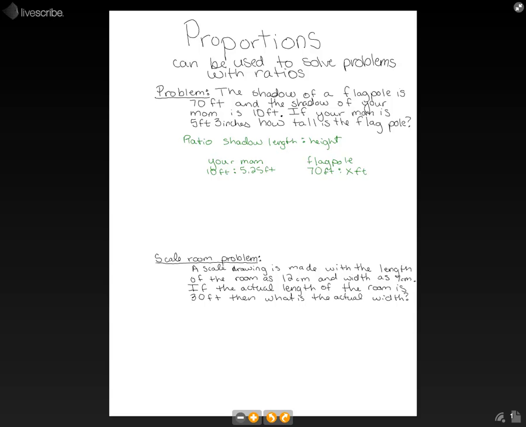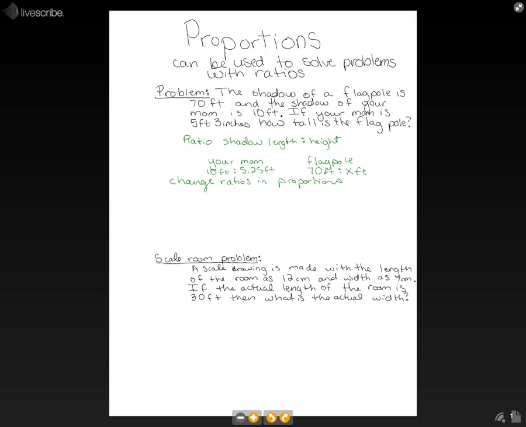So if we know that it's on the same day at the same time that we take these measurements, we know that there should be a proportion. The shadow length to height ratio of your mom should be the same as that of the flagpole. So we need to change our ratios into proportions. Essentially, instead of having our colon in the middle here, we're going to have some division signs.